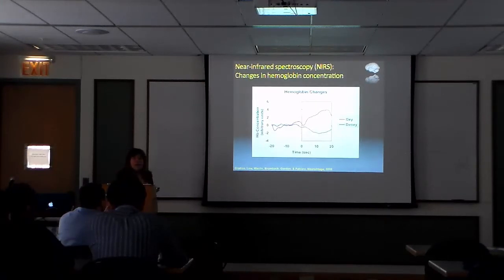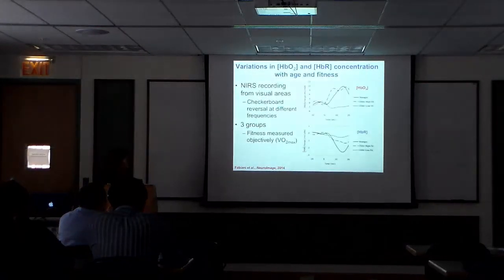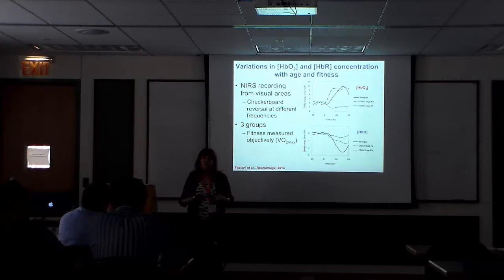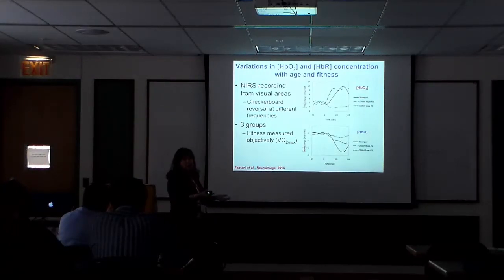fMRI basically convolves these two, and it's more heavily weighted toward the oxyhemoglobin. In this case, you can look at those separately. So, for example, if you look at individuals that are either young, highly fit older adults, or older and not so fit, you can see very big differences in these parameters.